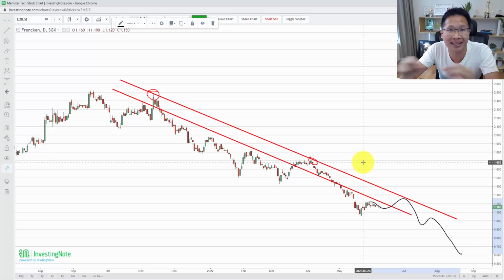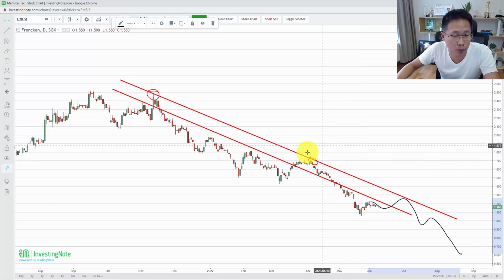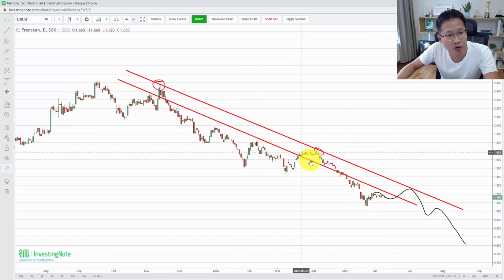Sometimes we get an area where, if prices were to hit there, selling actually happens in that zone, that downward sloping zone, and that's what we see right here. So that is a channel resistance line.